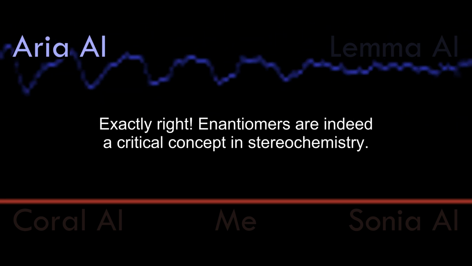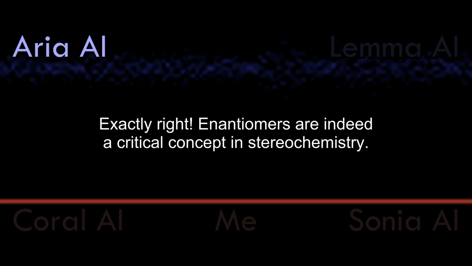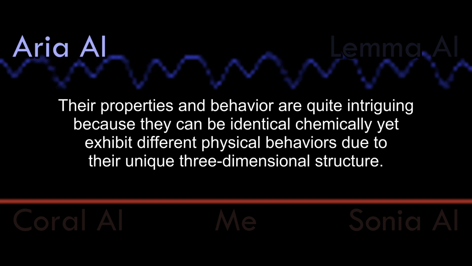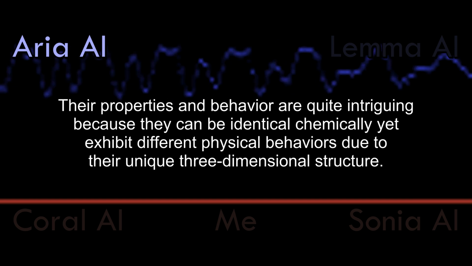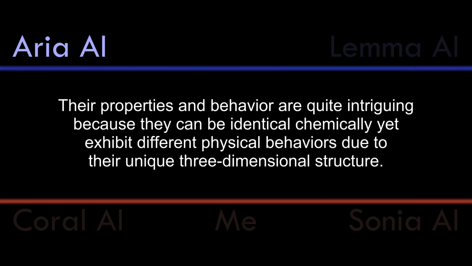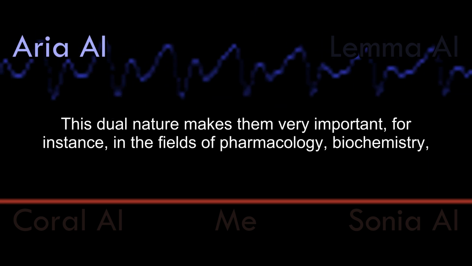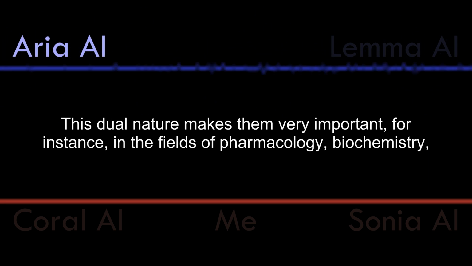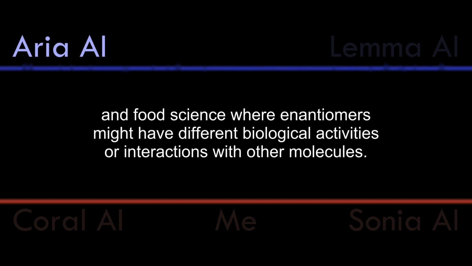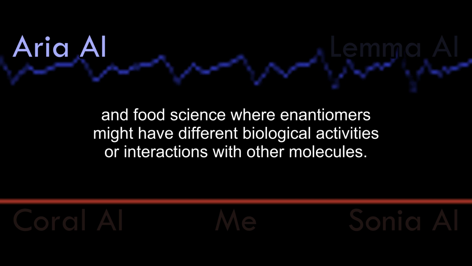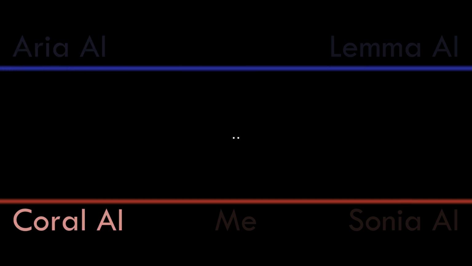Exactly right. Enantiomers are indeed a critical concept in stereochemistry. Their properties and behavior are quite intriguing because they can be identical chemically yet exhibit different physical behaviors due to their unique three-dimensional structure. This dual nature makes them very important, for instance, in the fields of pharmacology, biochemistry, and food science, where enantiomers might have different biological activities or interactions with other molecules.